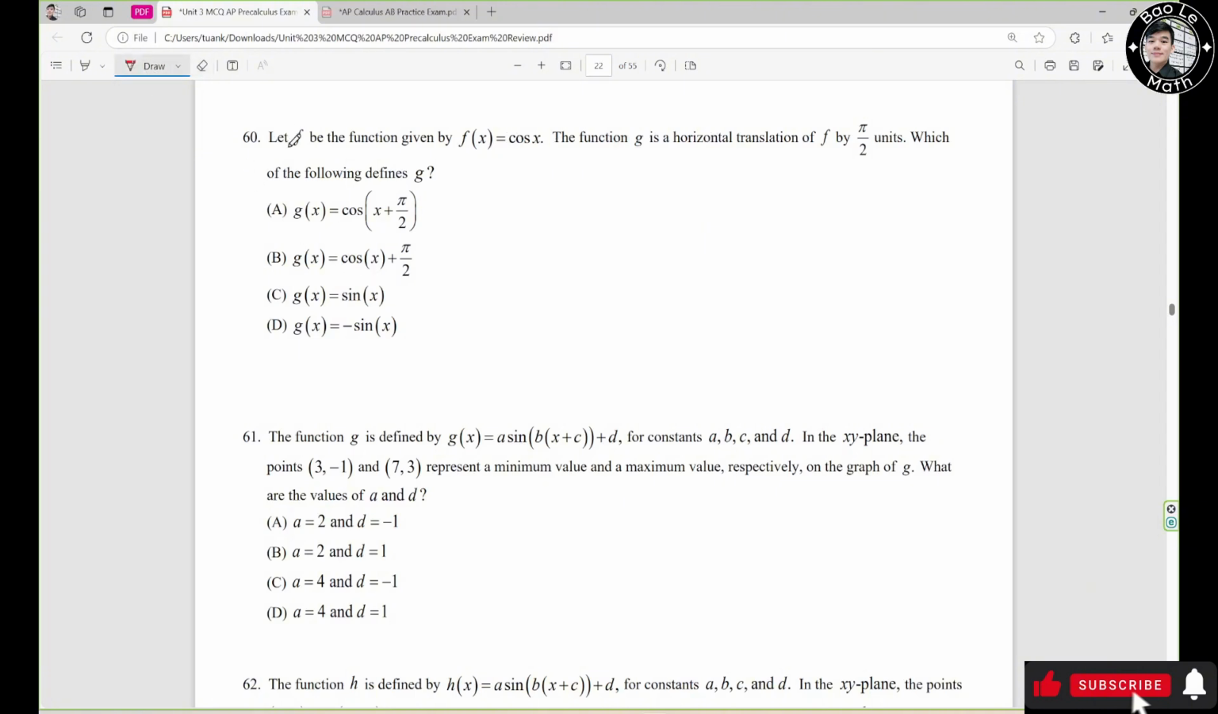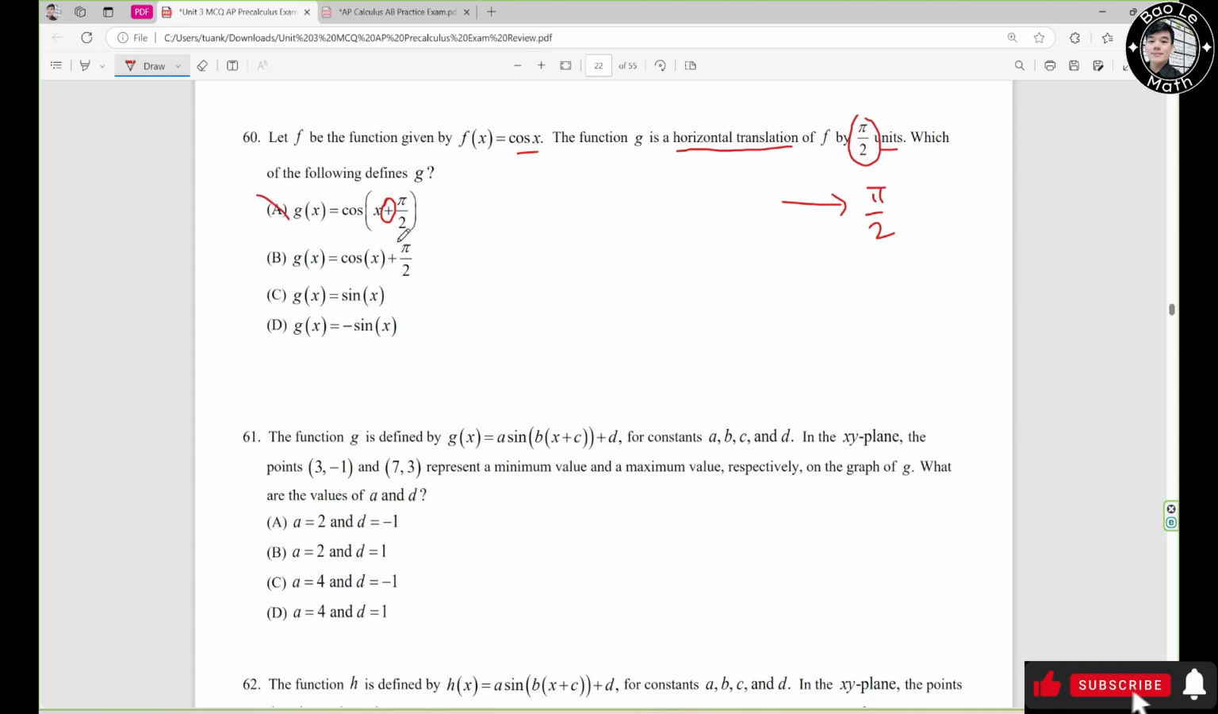Now let's move on to question 60. Let f be the function given by f of s equals cosine s. The function g is a horizontal translation of the function f by pi over 2 units, which means you shift to the right pi over 2. Now we need to check the answer choices. If you see the plus sign right here, it means a translation to the left by pi over 2, but we need to the right. So answer A is wrong.